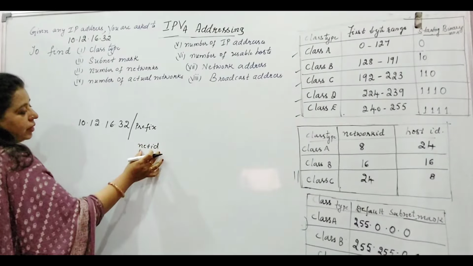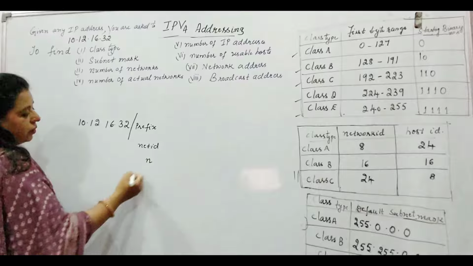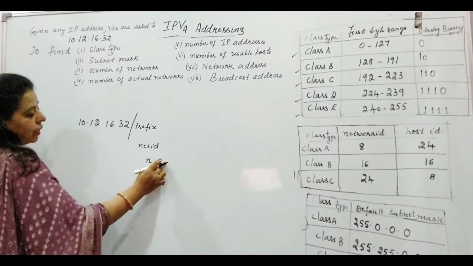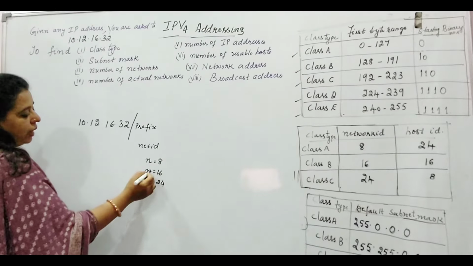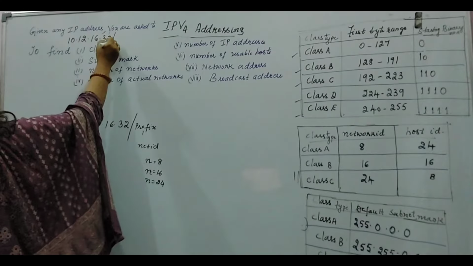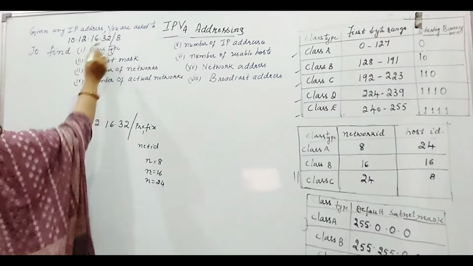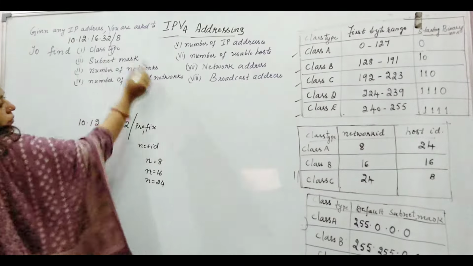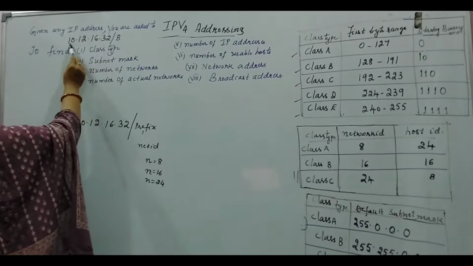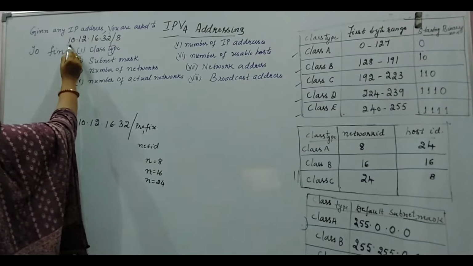And the network ID is always represented here in the prefix value with the alphabet n. n equal to 8, n equal to 16, n equal to 24. That means in class A, class B, class C, these are the values for n. n is the prefix. So sometimes they may give the prefix value directly, which makes it easy for a student to find out which class this IP address belongs to, because you know the network ID part is 8 bits. But always have a practice of checking the first byte to find out the type of the class.